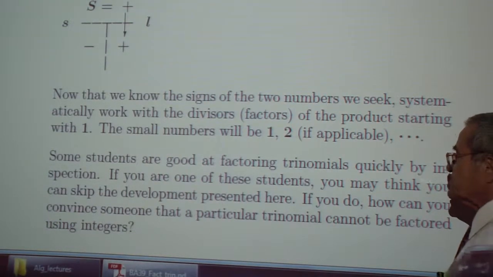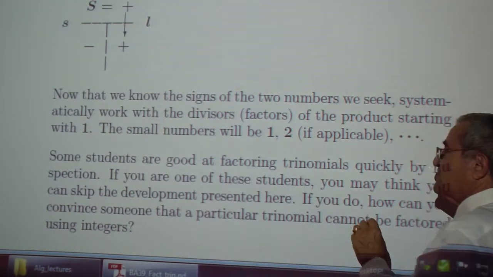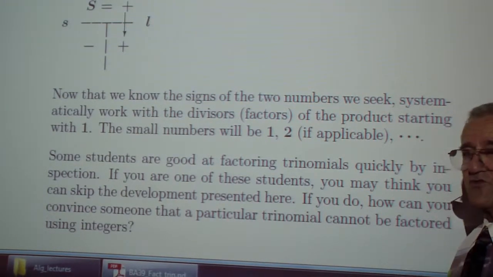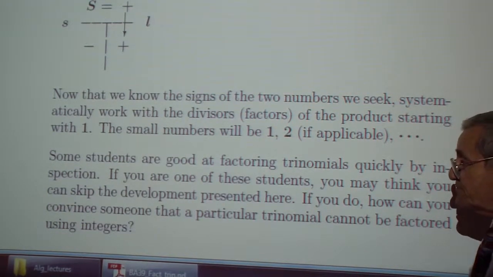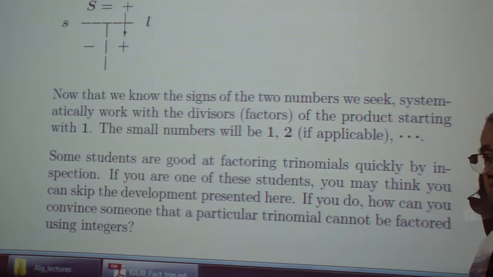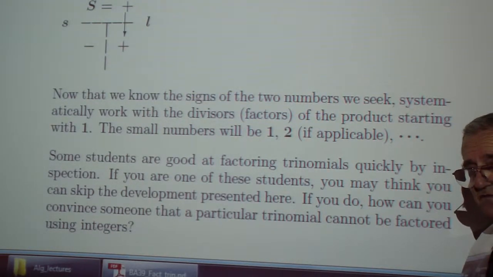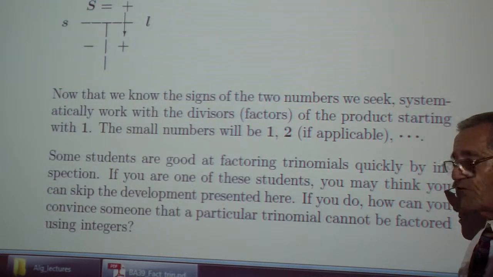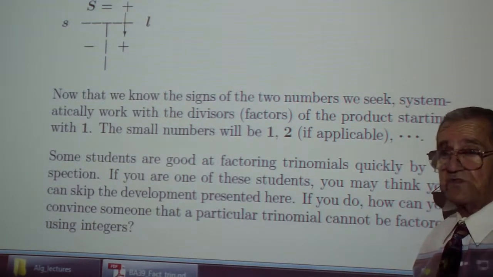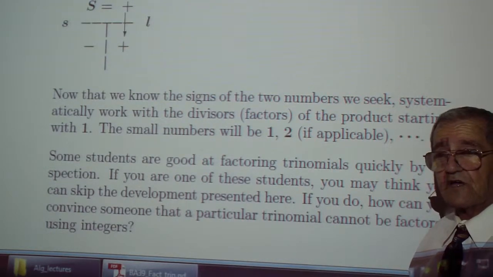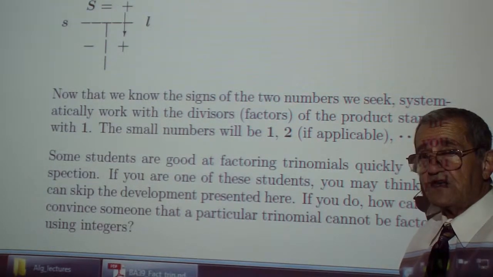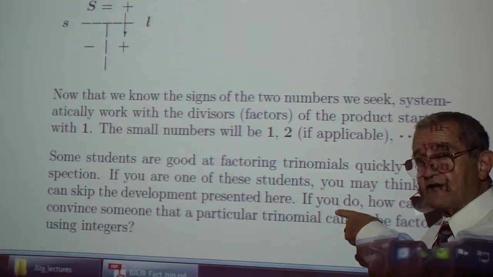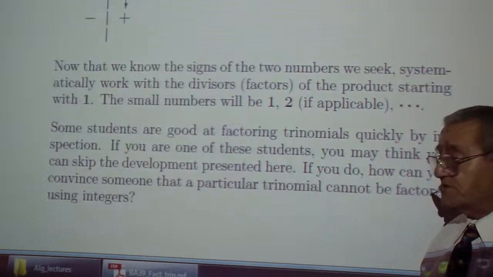If you are such a student, you can just look at the problem and say it factors like such and such, be my guest. You don't have to do it this way, but it might be a good idea for you to learn it. Because if you want to convince somebody that factoring cannot be done, you cannot just say it cannot be done because I don't see numbers that work. But if you run through all the possibilities like I'm showing you here, you have proven that it doesn't work.